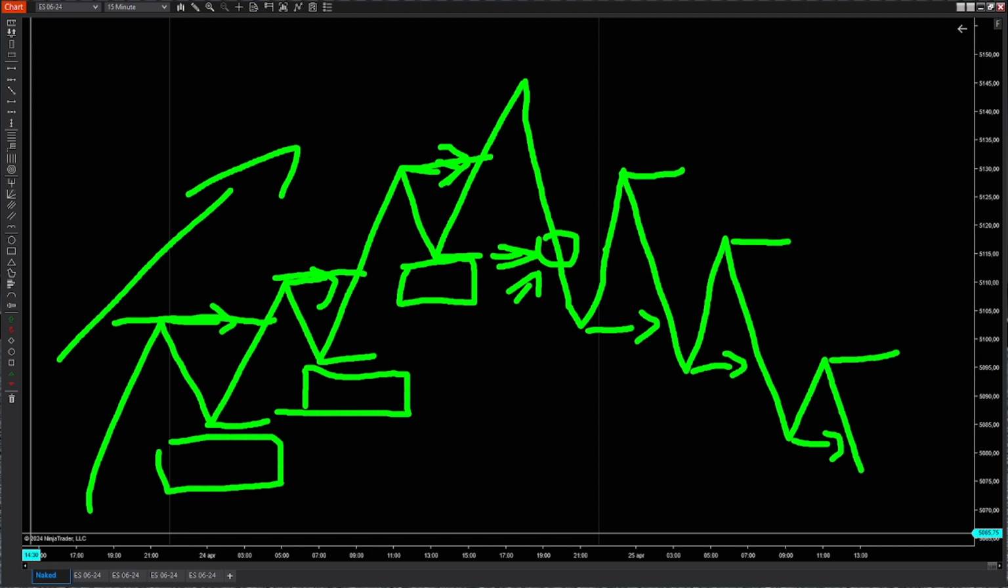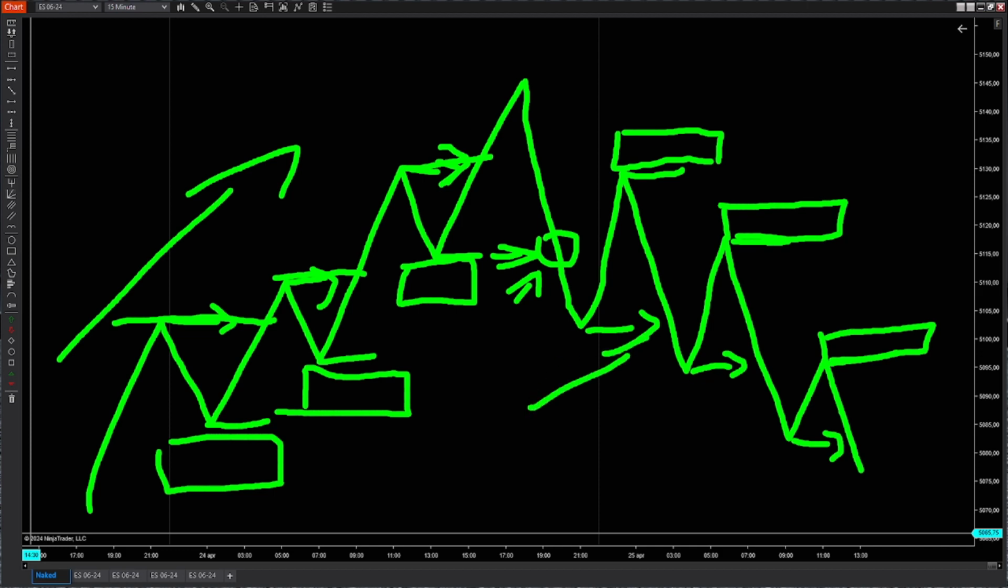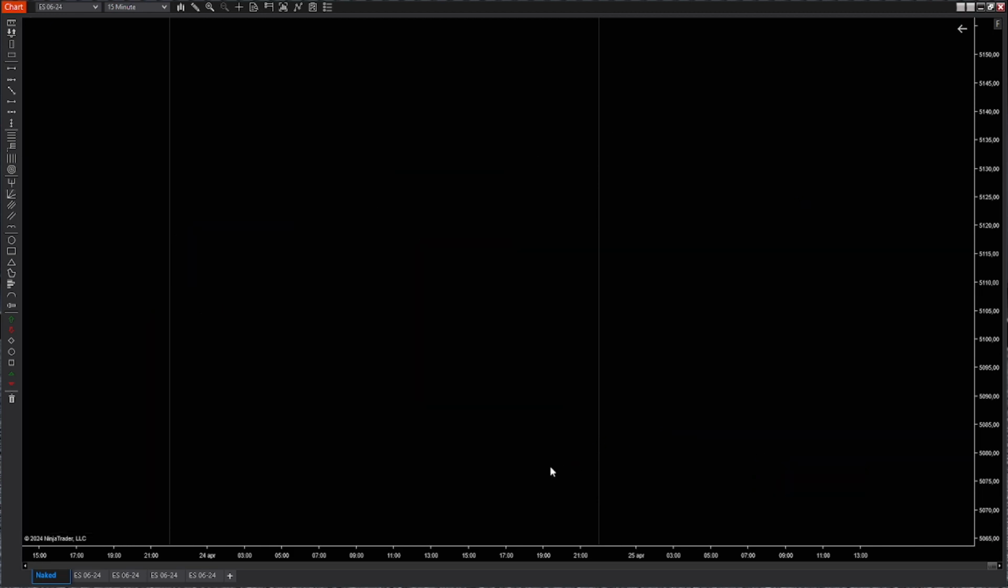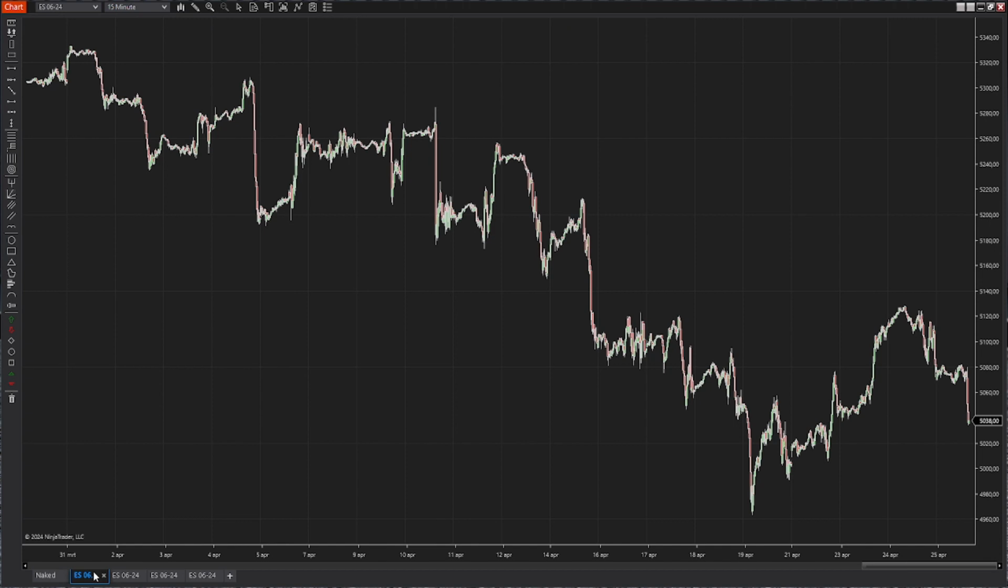Same thing in the downtrend. We can place our stops right at the lower highs and we can target these lower lows. So how does that look in a real-life market? Let's dive in. Okay guys, so this is an ES chart, 15 minutes.